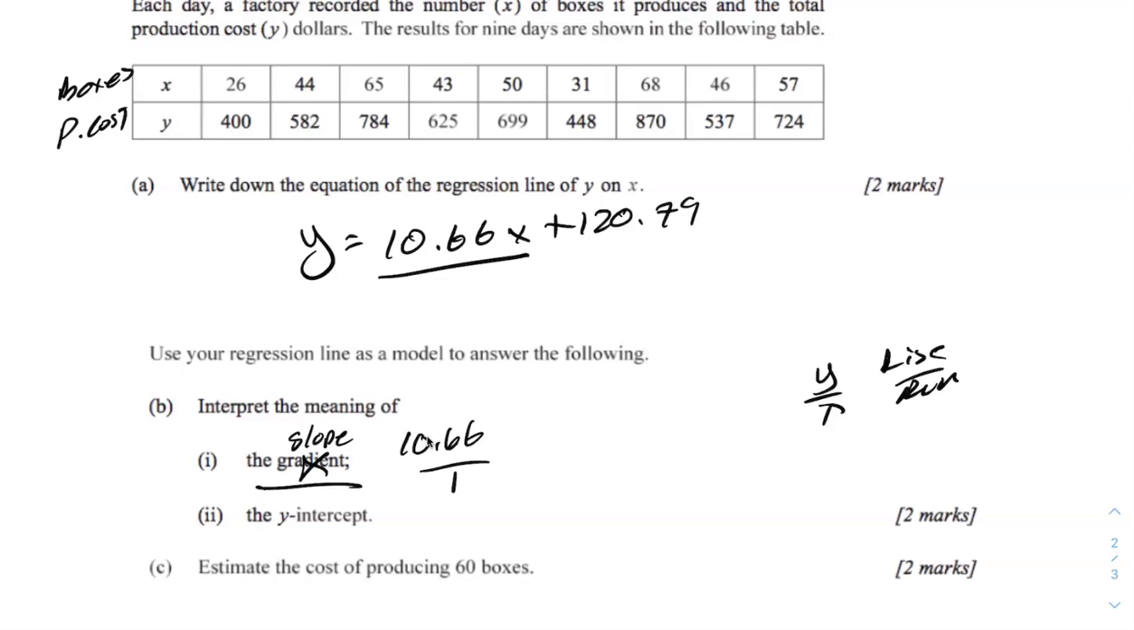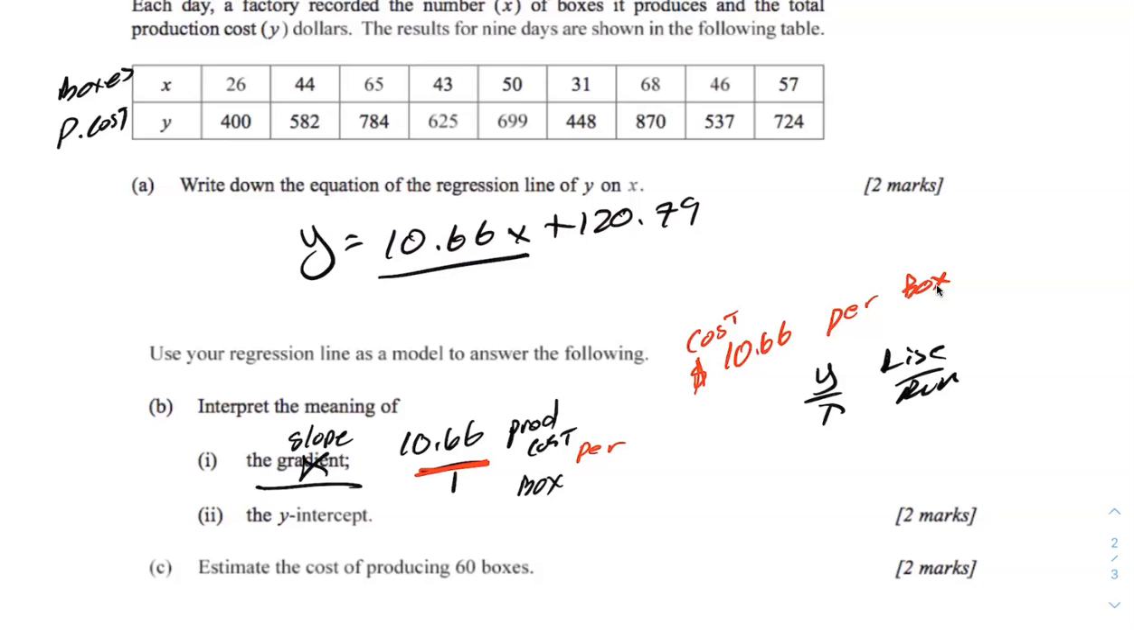Make it a fraction. So what does this mean? Well, what is 10.6? It's the y value. What's the y value? Production costs. And then what's the bottom? The bottom is the x. What does x mean? Boxes. And the key here is the divide line is just a fancy way of saying per. So this means it costs $10.6 per box. So that's what the slope means here. On average, it's costing $10.6 per box.